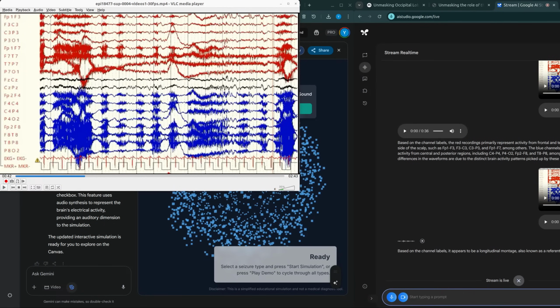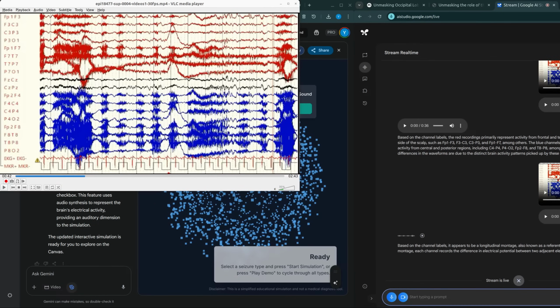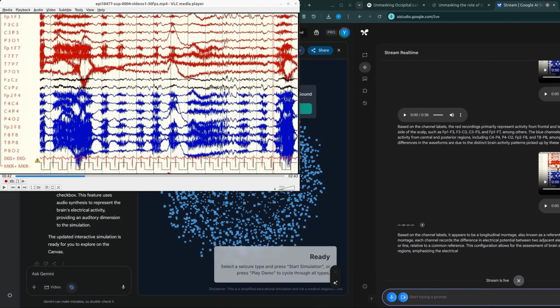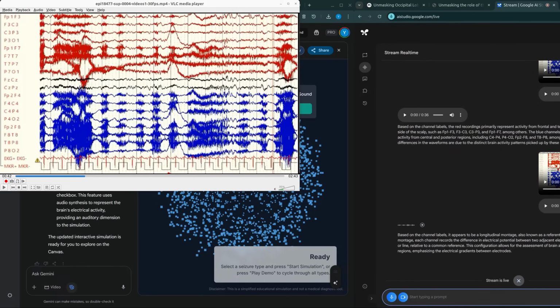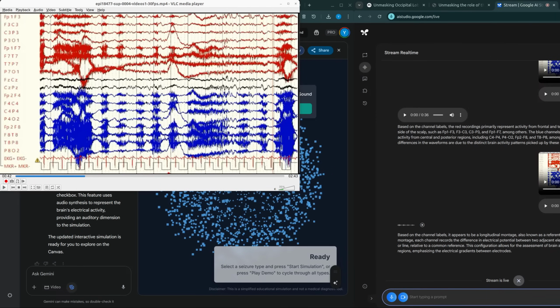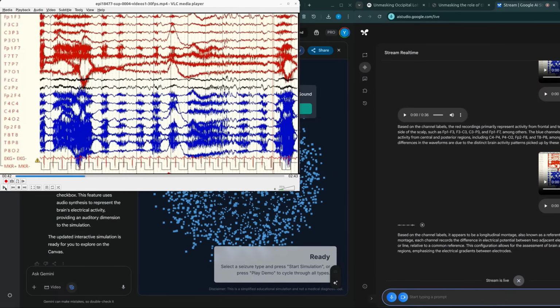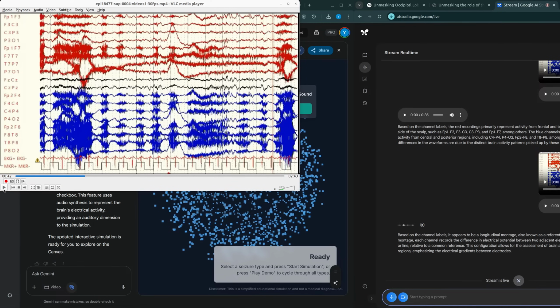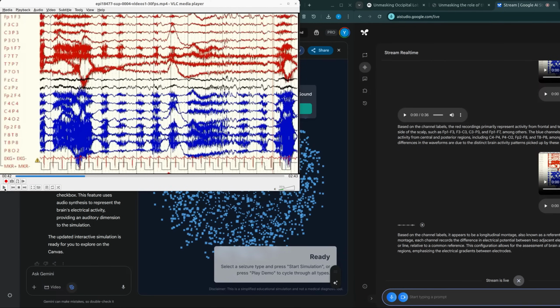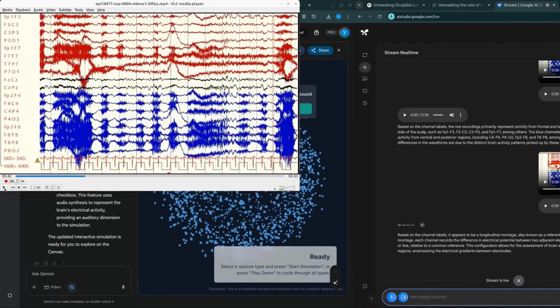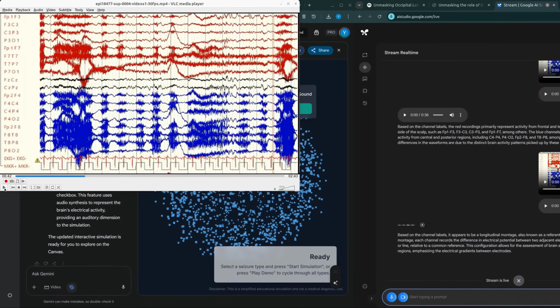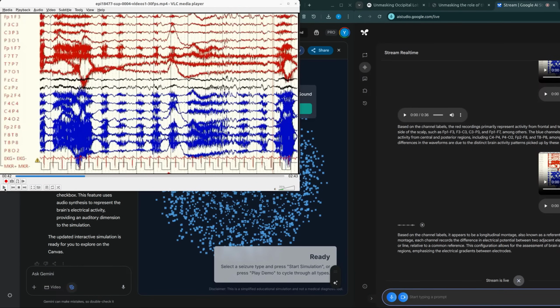Based on the channel labels, it appears to be a longitudinal montage, also known as a referential montage. In this montage, each channel records the difference in electrical potential between two adjacent electrodes in a specific chain, or line, relative to a common reference. This configuration allows for the assessment of brain activity across different regions, emphasizing the electrical gradients between electrodes.